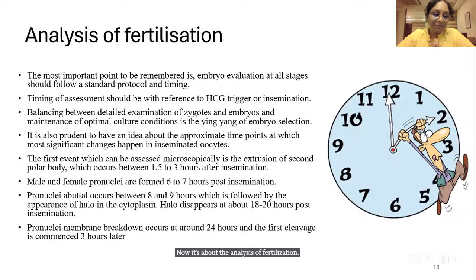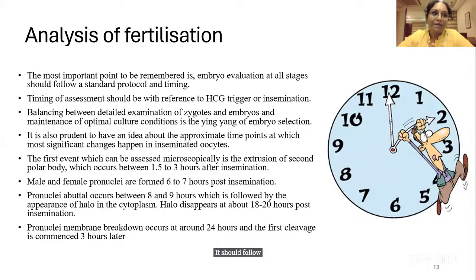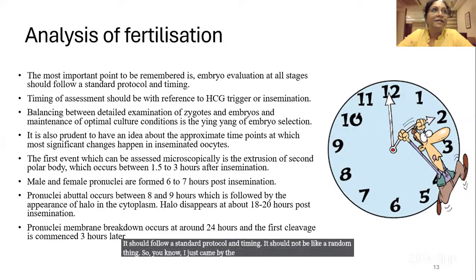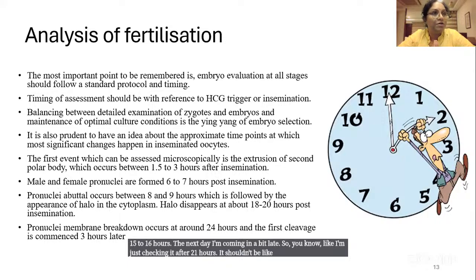Now, this is something which I always emphasize: embryo evaluation, let it be fertilization, cleavage assessment, or blastocyst formation on day 5, day 6, should follow a standard protocol and timing. It should not be a random thing. Say I came by the lab with an early pickup, and I'm checking the previous day's fertilization at just 15 to 16 hours. The next day I come in a bit late and check after 21 hours. It shouldn't be like that. There should be a standard protocol as per your SOP, and also a standard timing.